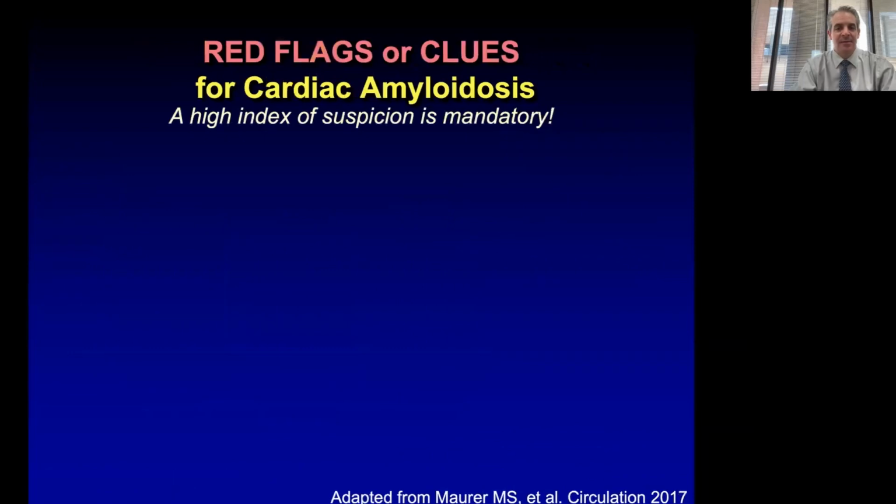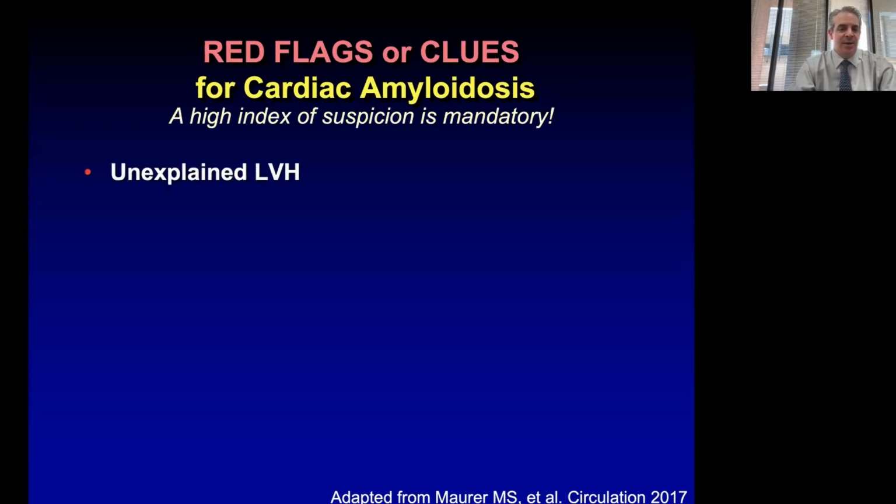So what about some red flags or clues when we're seeing these individuals? I think what's really important when we think about these is that a high index of suspicion is really mandatory. The disease is not that challenging to diagnose, but really the key hurdle is establishing that threshold where you are thinking about this disease. And some of these clues can be quite useful.